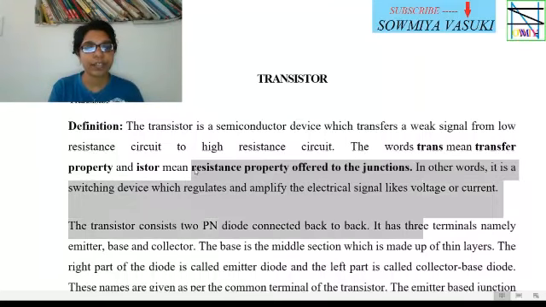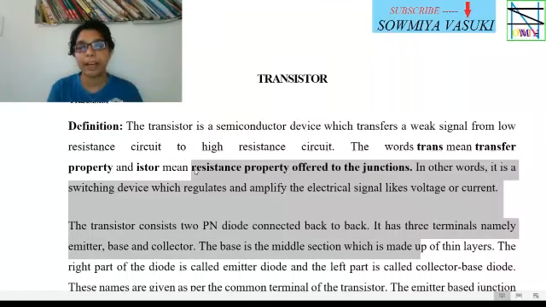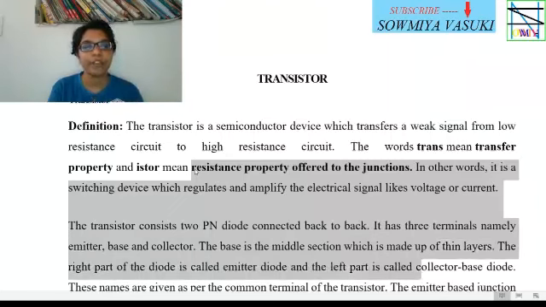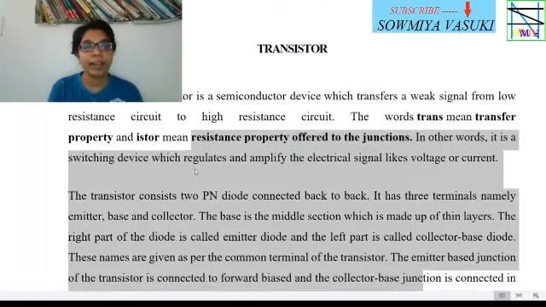The next one is the transistor. It consists of two PN diodes connected back to back. It has three terminals, namely emitter, base and collector. The base is the middle section which is made up of thin layers. The right part of the diode is called the emitter base diode, and the left part of the diode is called the collector base diode. These names are given as per the common terminal of the transistor.